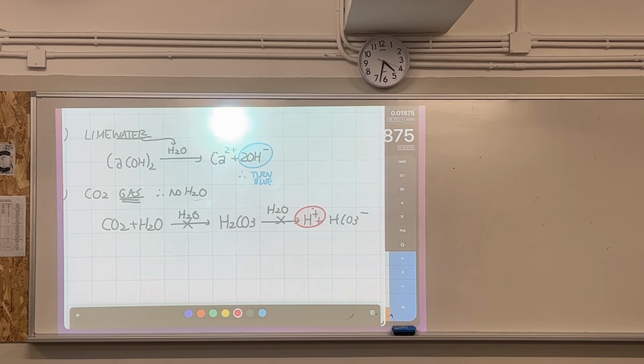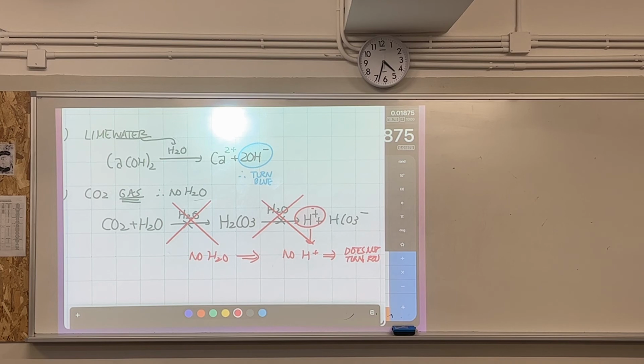No. Potentially it can turn red if there's water. If there's water, it can just keep going. CO2 and H2O can become H2CO3. H2CO3 can become H+. But because there's no water, these reactions cannot happen. If these reactions cannot happen, there will be no H+. So no H2O means no H+. No H+ means does not turn red. So therefore the second option, carbon dioxide gas, will also not turn blue litmus paper red. So 1 and 2 are still the answer. But we have to check whether 3 is correct because we have A and B left.